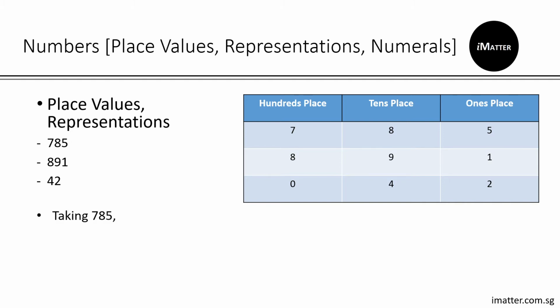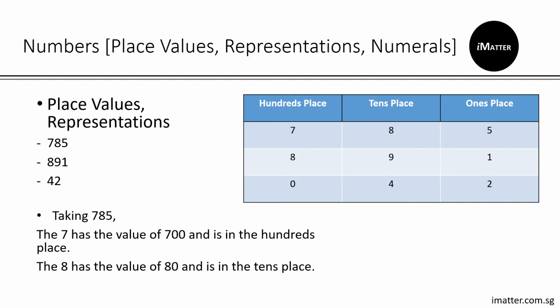Representation actually means how much is each digit. So taking 785 for example, the 7 has a value of 700 and is in the hundreds place. The 8 has a value of 80 and is in the tens place. The 5 has a value of 5 and is in the ones place. You can try this out with the other 2 numbers, but this is what place values and representations mean.